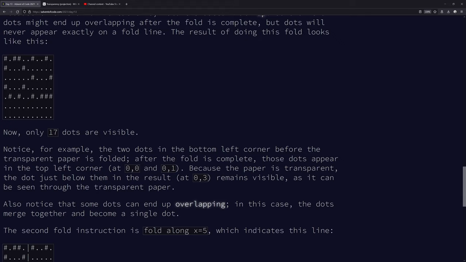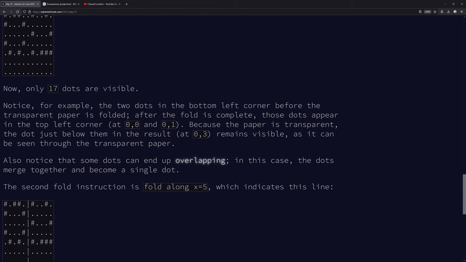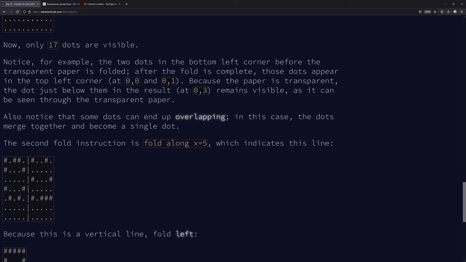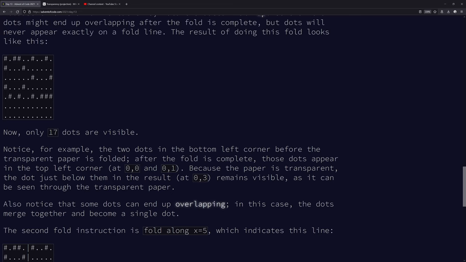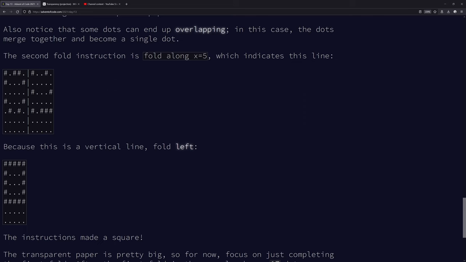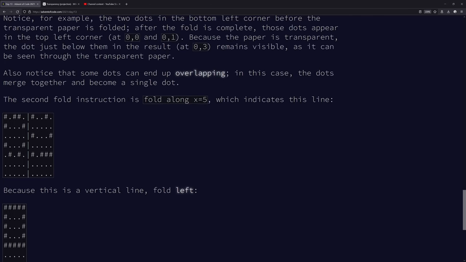Because the paper is transparent, the dot below them and the result remains visible. Yep. Some dots can end up overlapping. In this case, the dots merge together, become a single dot. It's just OR. The second is to fold along 5. Oh, but look. 0, 1, 2, 3, 4, 5. 5 just doesn't have any things on it. You eliminate column 5. All right, but anyway, fold left.